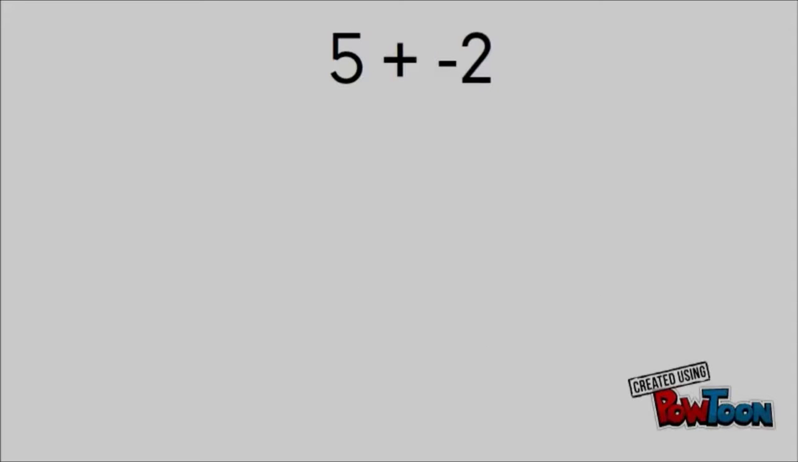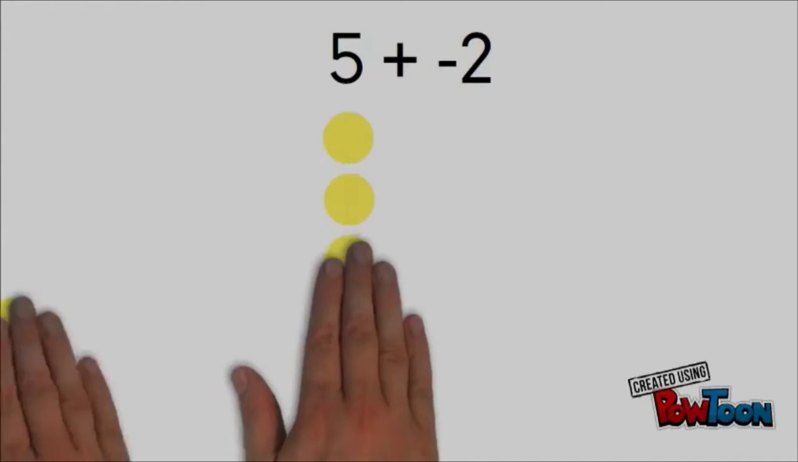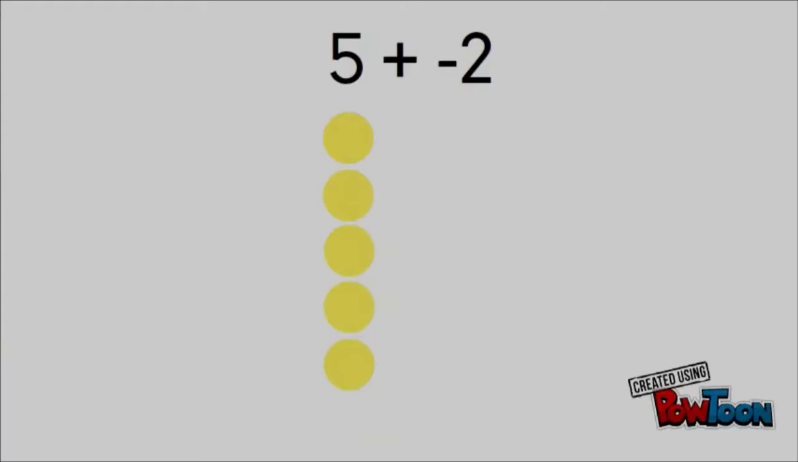Another strategy used to add integers is integer chips. Yellow chips are used to represent positive integers, and red chips are used to represent negative integers. For positive 5, put out 5 yellow integer chips. To represent -2, put out 2 red chips.